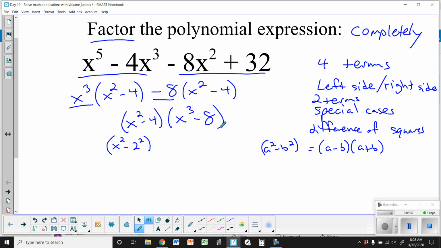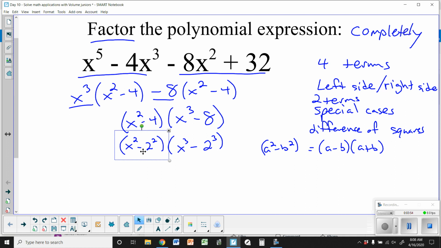And then do we have difference of cubes? I specifically made this problem so that we can be reminded of both those special cases. We have x cubed minus 8. And 8 we know is the same as 2 cubed. So we really have x cubed minus 2 cubed. And I could be drawing these closer together. Here, let's move that a little closer there.